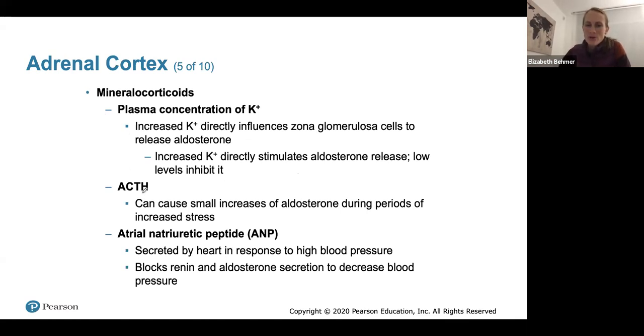Other factors are shown here: plasma concentration of potassium, ACTH, and atrial natriuretic peptide. We'll talk about this at the end, but this is one of the hormones that's actually secreted by an organ that's not in the endocrine system. It's secreted by the heart in response to high blood pressure. It will block renin and aldosterone to try to decrease your blood pressure. So that's atrial natriuretic peptide.